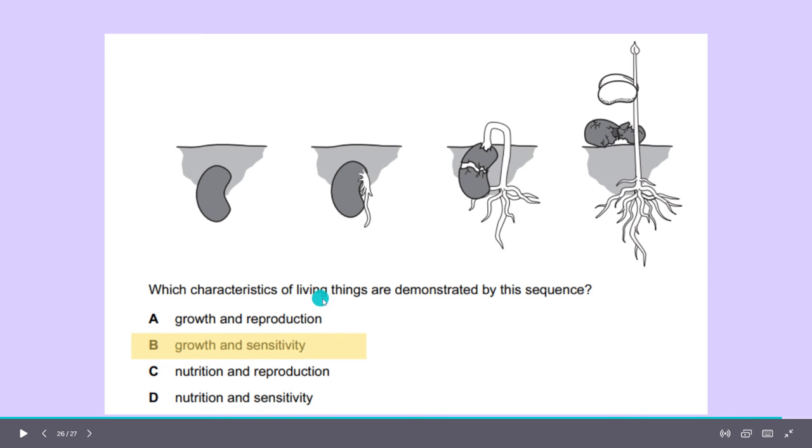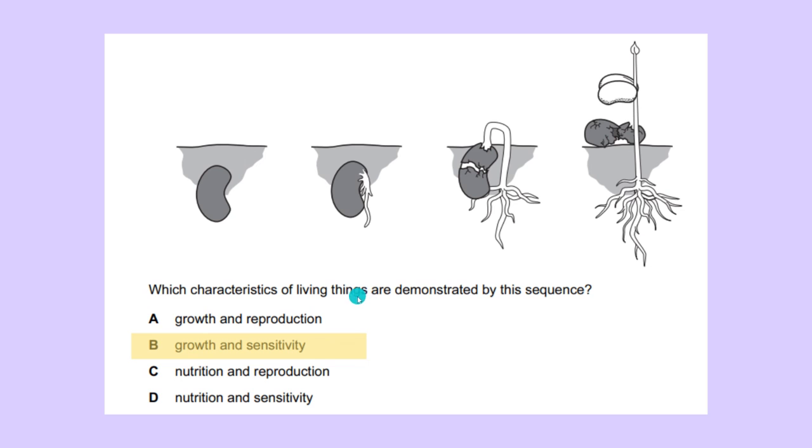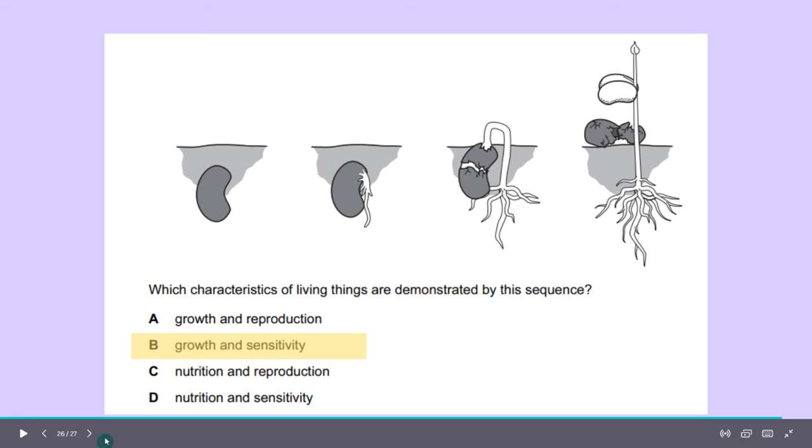Next, there is a characteristic of living things that is demonstrated by the sequence. As we can see, there is a seed growing, and the roots are going downwards. So we can say that this is showing positive gravitropism, and gravitropism is a sensitivity in plants. So it is showing sensitivity, and as it is growing, this is showing growth. So the answer should be B, growth and sensitivity.